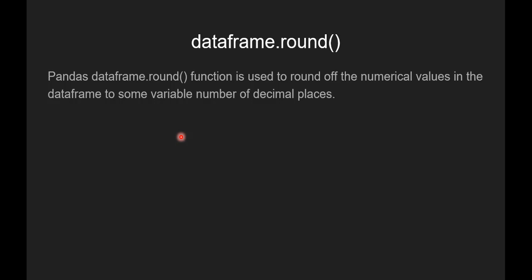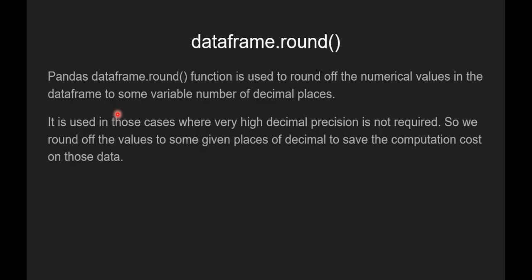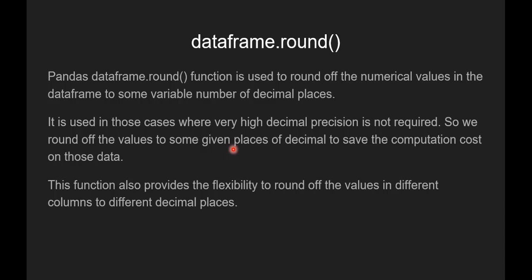Now we'll see dataframe.round function. So Pandas dataframe.round function is used to round off the numerical values in the data frame to some variable number of decimal places. It is used in those cases where very high decimal precision is not required, so we round off the values to some given places of decimal to save the computation cost on those data. This function also provides the flexibility to round off the values in different columns to different decimal places.